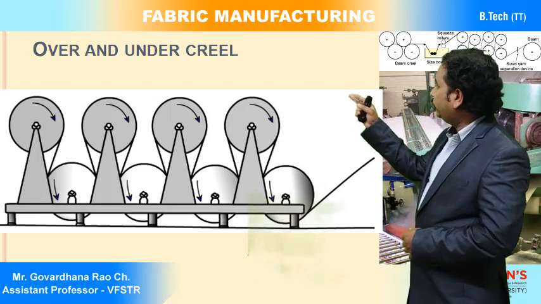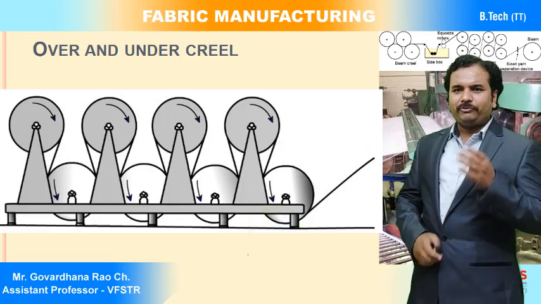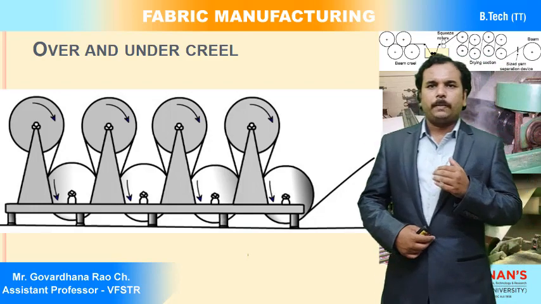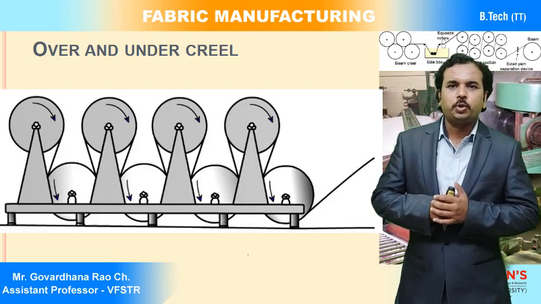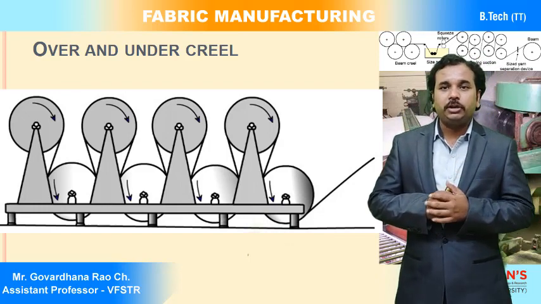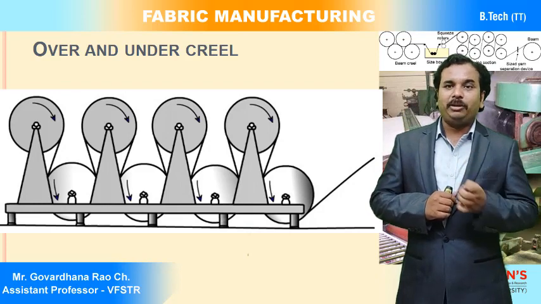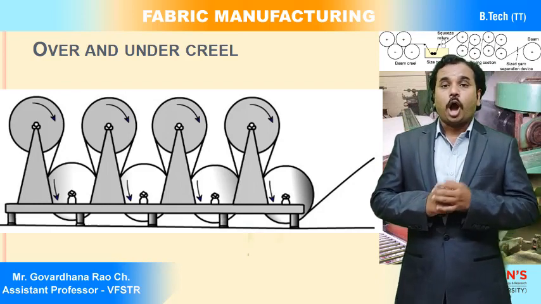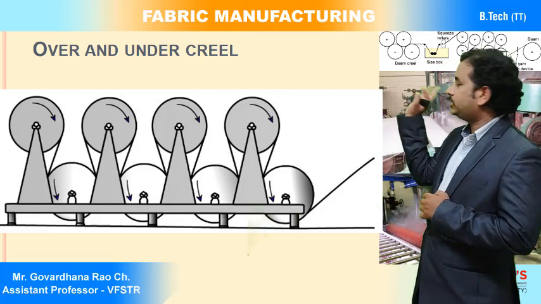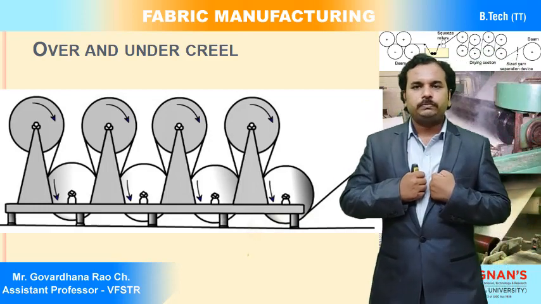In the over and under creel, you can observe that one is above and one is below. There are a few drawbacks of this. The warp sheet is not positively driven, because there is no separate driving mechanism for the individual beams. So how is this warp sheet delivered? Because the Sow Box has a driving mechanism by which the warp sheet is pulled from the beams.